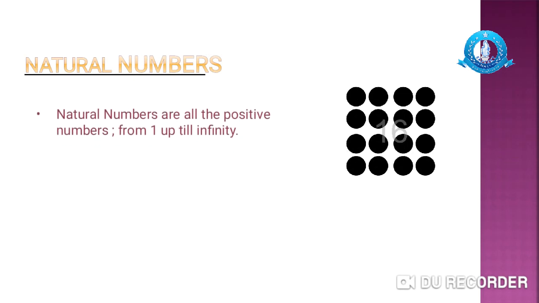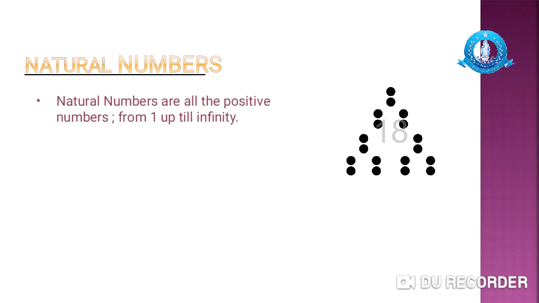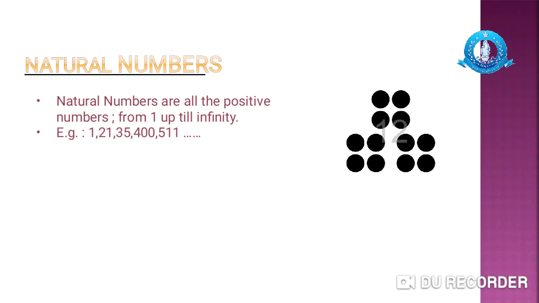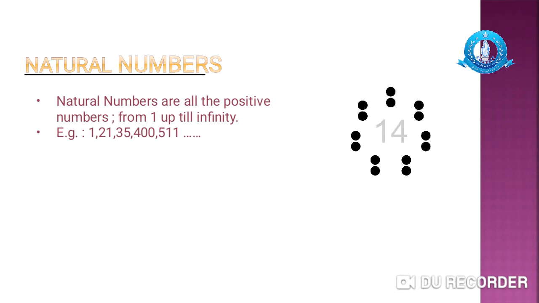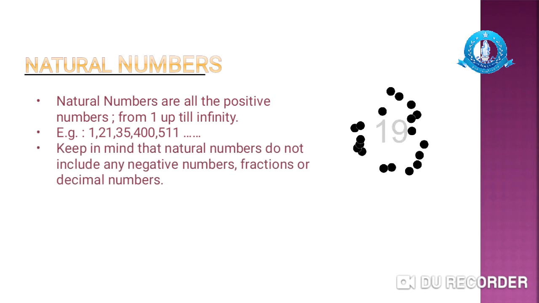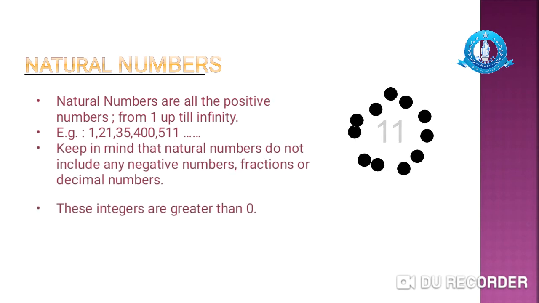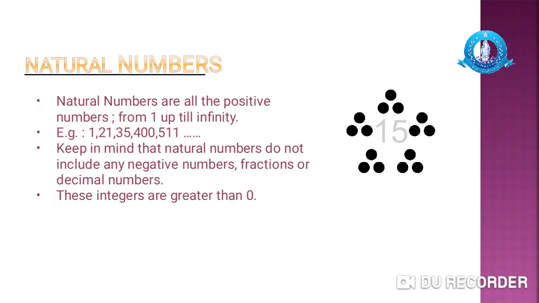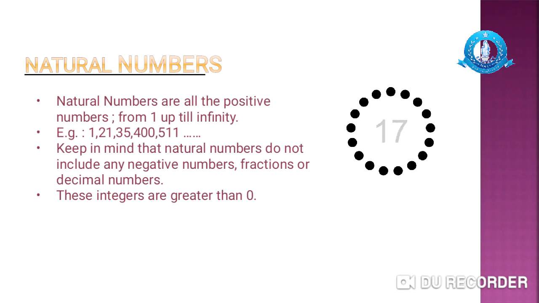Natural numbers. Natural numbers are all the positive numbers. They start from 1, they go all the way up till infinity. For example, 1, 21, 35, 400, 511 and so on. However, keep in mind that natural numbers do not include any negative numbers, fractions or decimal numbers. They are all the numbers which are greater than 0.